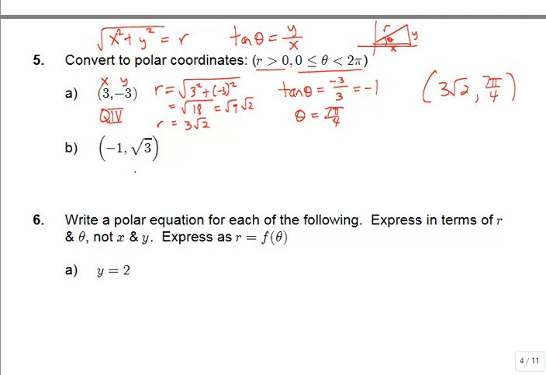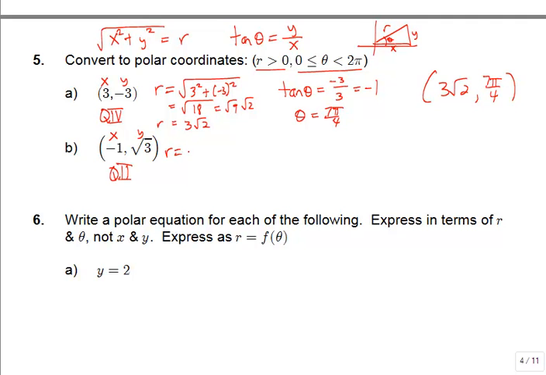Okay, let's try this one more time. So this time our x is negative 1 and our y is square root of 3. What quadrant is that in? Well, if x is negative but y is positive, that's a quadrant 2 angle. So whatever theta we come up with, we want to make sure it lands us in quadrant 2. Let's find our r first.